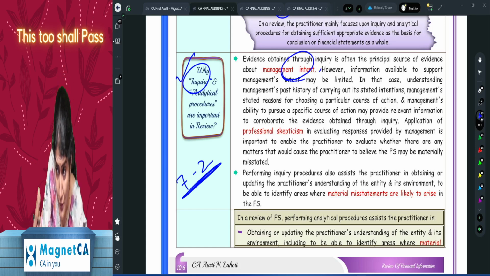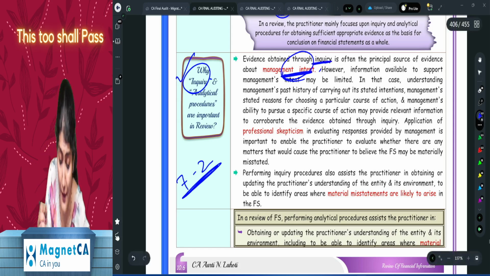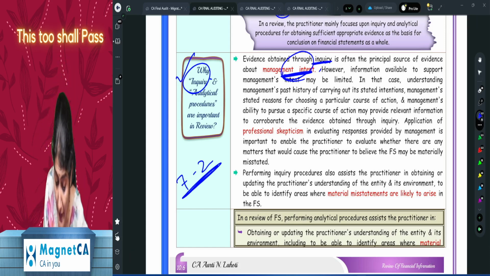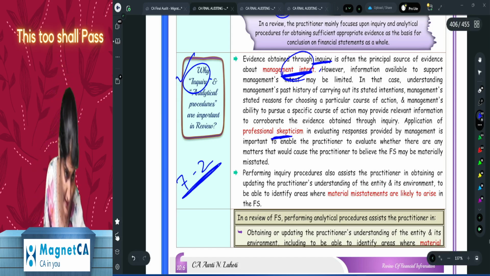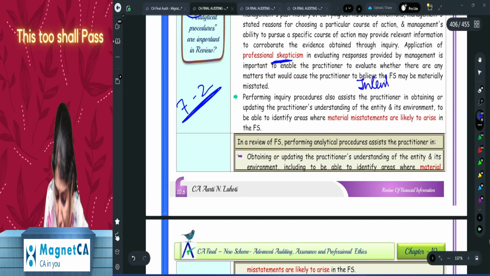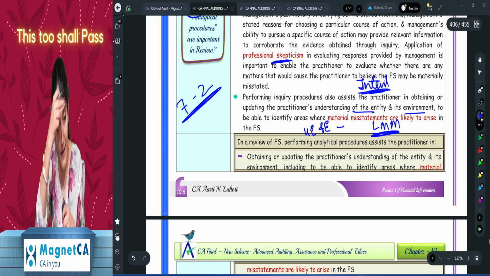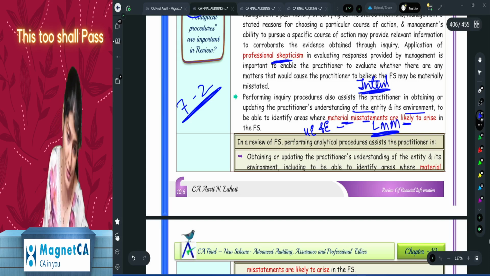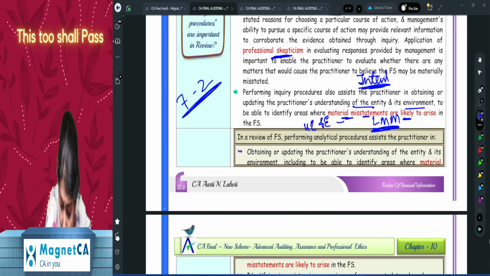So if I want to come to know about the intent of the management, what is the important tool required for that? It is the inquiry. If you're having that questioning mind, obviously questioning mind also requires you to do the inquiry. Right, and then by doing this inquiry, one, you're doing inquiry of the management's intent. Then by doing this inquiry, you're trying to understand the entity and its environment and identify the LMM. In an audit, we identify RMM. Here we identify likelihood of the material misstatement. Right? Likelihood of the material misstatement.